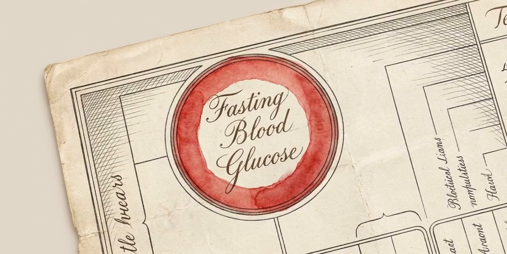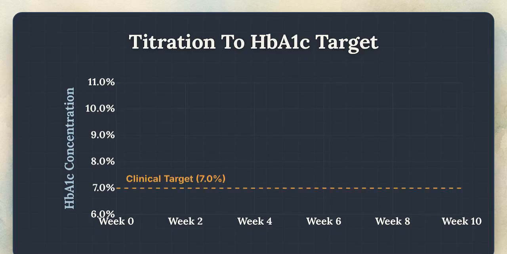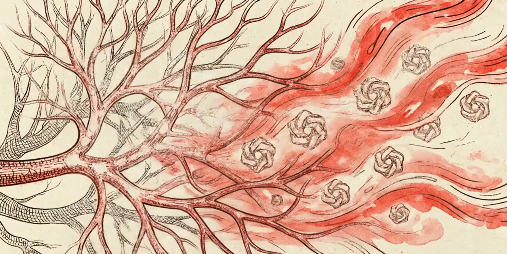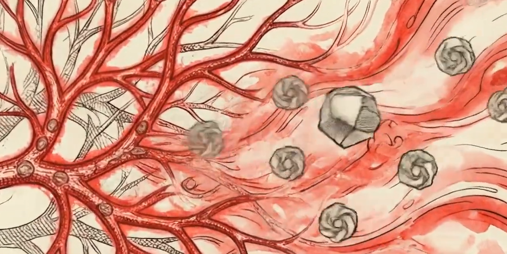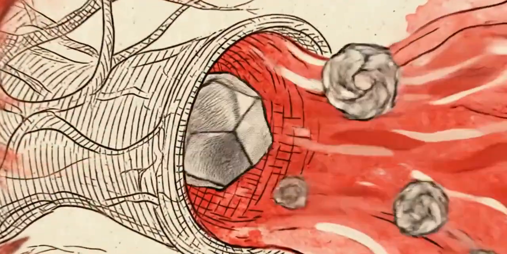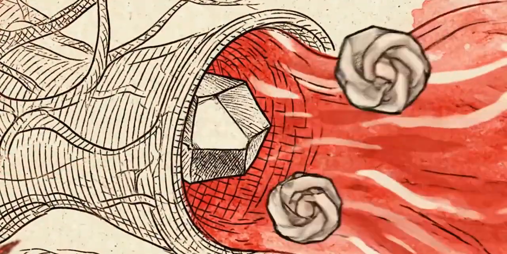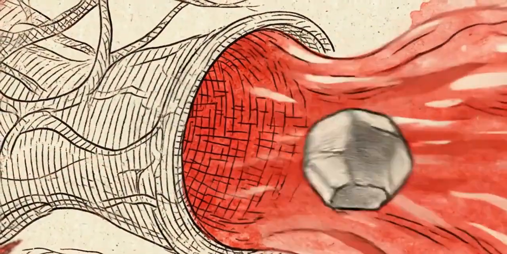Historically, the management of type 2 diabetes focused on isolated glycemic control. Clinicians titrated medications to achieve specific downward targets in HbA1c. Semaglutide introduced a different trajectory. Upon subcutaneous injection, the molecule migrates into the bloodstream and initiates interactions across multiple physiological pathways.